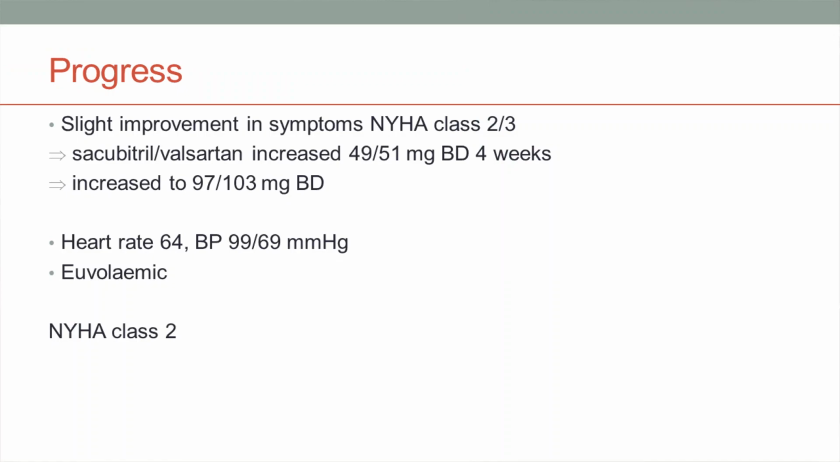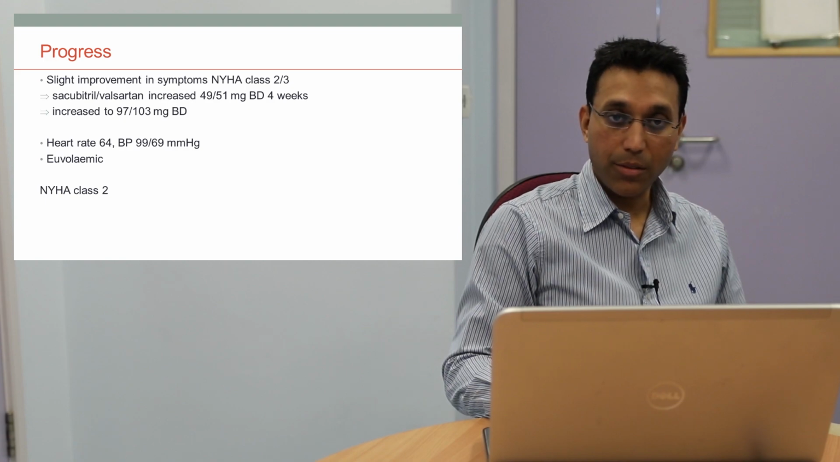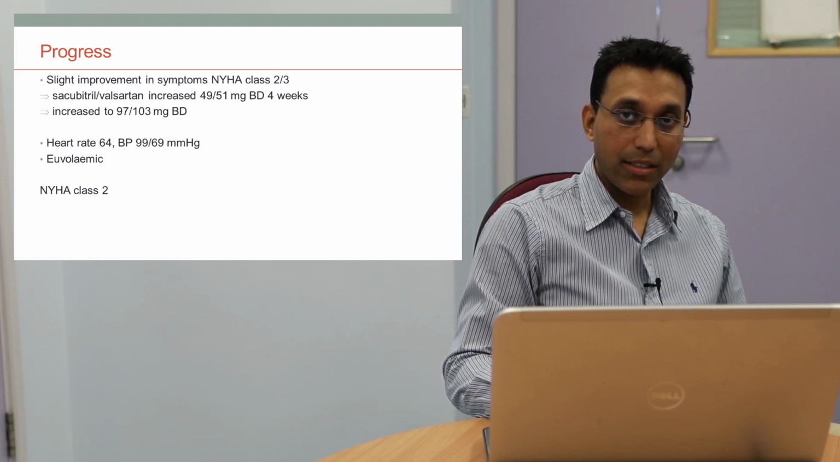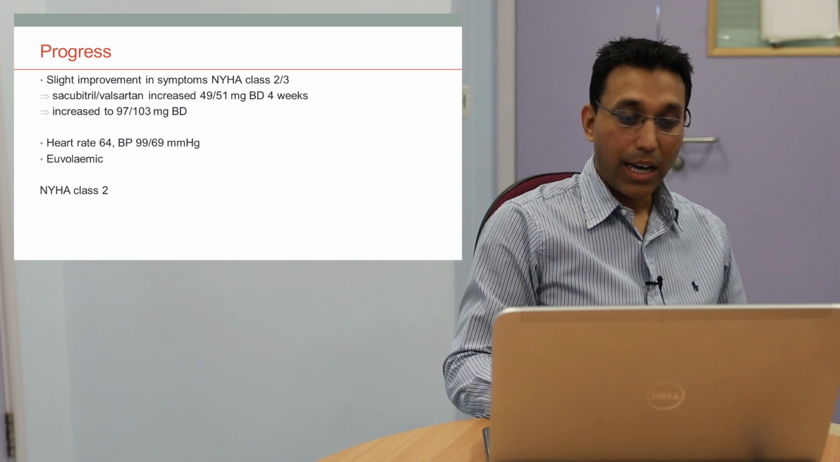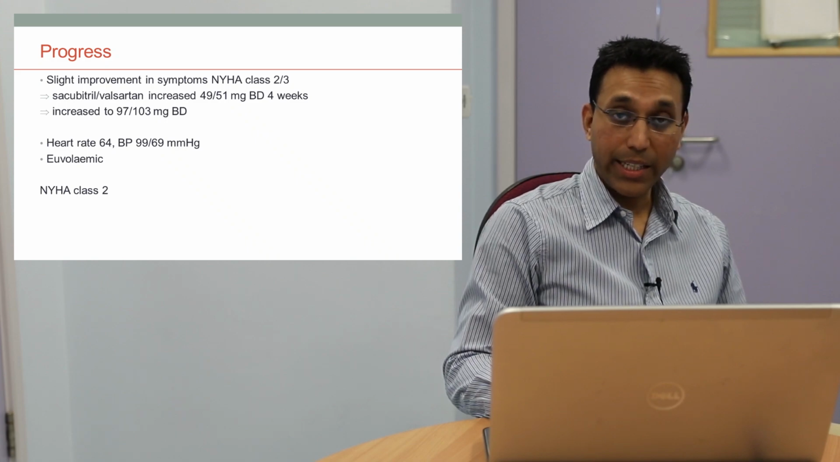The sacubitril valsartan was gradually increased in 1 monthly intervals, and there was a slight drop in her blood pressure, although she was not symptomatic. Renal function and potassium levels were stable. After about 3 months, she was in NYHA class 2 category.